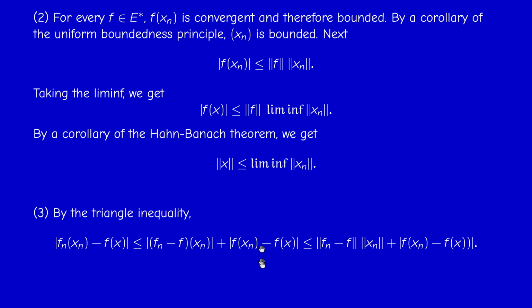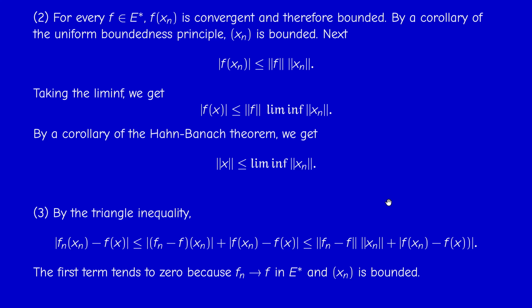And the second term tends to 0 because Xn converges weakly to X. Now, fn converges to f in the operator norm, so this tends to 0, and this is bounded. This is important. So this tends to 0, this tends to 0, and this is bounded. So the product tends to 0. Okay, so this concludes the proof of this proposition and this video.